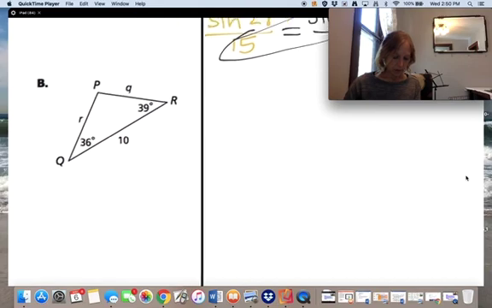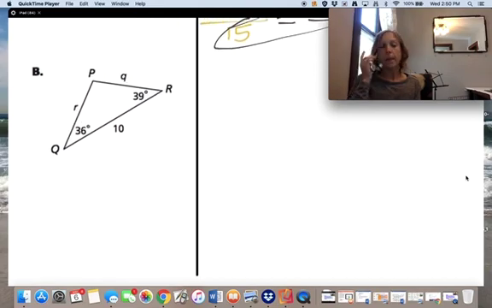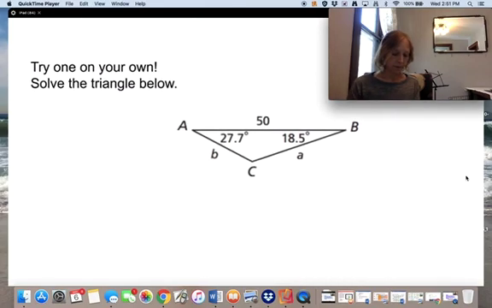I would like you to continue on by setting up proportions to solve the next two triangles. So I would like you to work through letter B, solve for angle P, side length R, side length Q, and then move on to the last example here. Again, solve the triangle means find all the missing measurements: find angle C, as well as side length B and side length A. So you'll want to end the video, and when we come back, we'll check our answers and we'll look at one formula that we can derive from the law of sines.